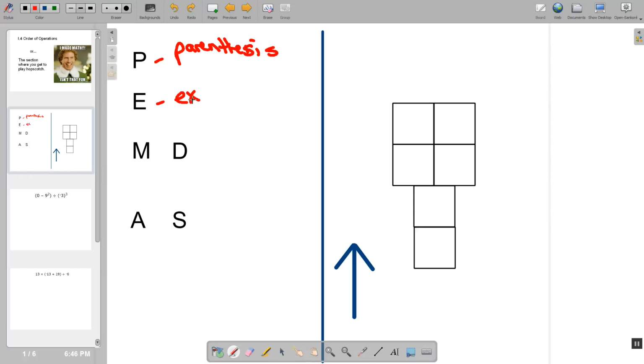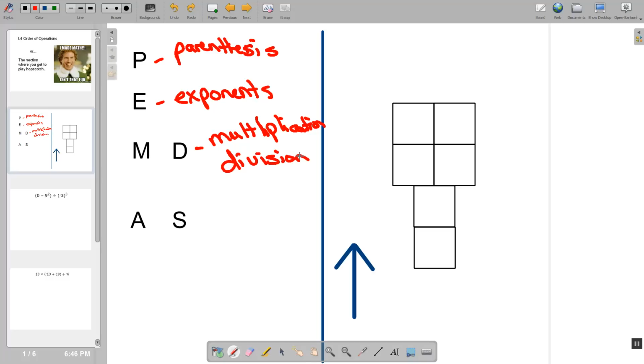The second part here actually stands for exponents. The M and the D stand for multiplication and division. Running out of room. And we talked about in class many times that multiplication and division are actually the same mathematical operation. So they shouldn't be one after another. They should be at the same time. You treat them equally, as you treat addition and subtraction the same. We look for addition and subtraction exactly the same. Addition does not come before subtraction.